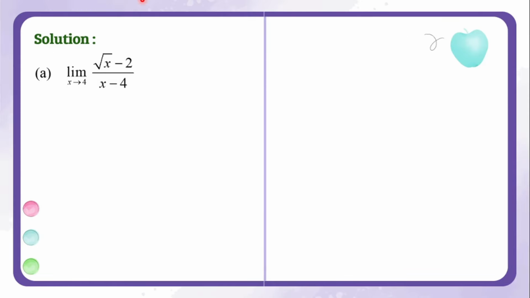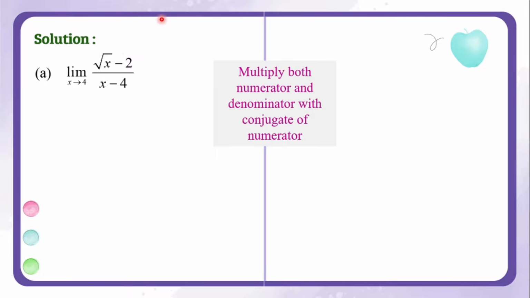Since the numerator has a surd, we need to rationalize the numerator by multiplying both the numerator and the denominator with the conjugate of the numerator. Because we have √x minus 2, its conjugate is √x plus 2, which is the opposite sign of √x minus 2. So, we multiply the given limit with √x plus 2 for both numerator and denominator as shown.